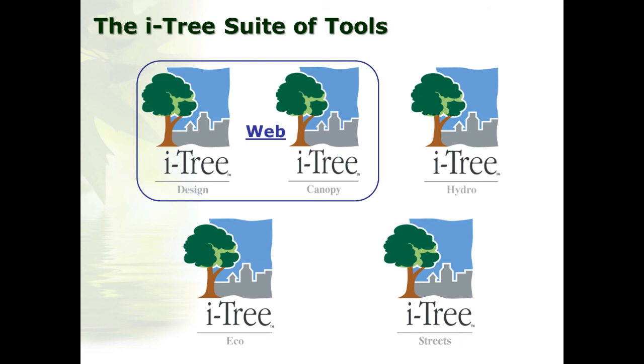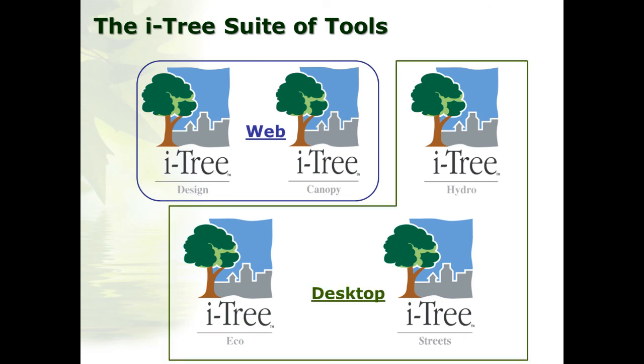And then there are a series of desktop tools. So iTree Eco, iTree Streets, iTree Hydro. There's also a tool called iTree View. And then there are some management utilities which we're not going to discuss, like iTree Storm, iTree Species, and a pest detection module. So we're going to try to keep things somewhat simple and look at the tools that are most successful, iTree Design and iTree Canopy, and then we'll explore iTree Streets to a lesser extent where there might be some applicability for master gardeners and volunteers.